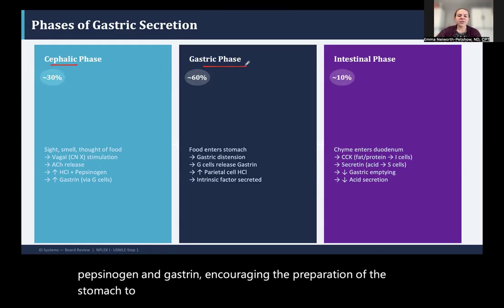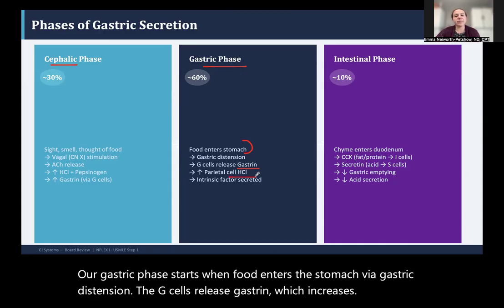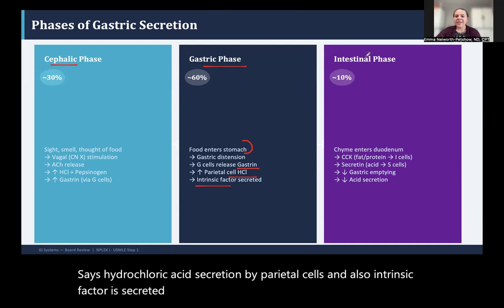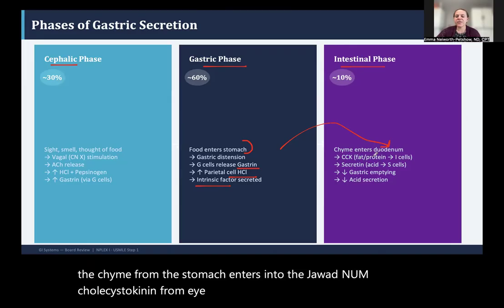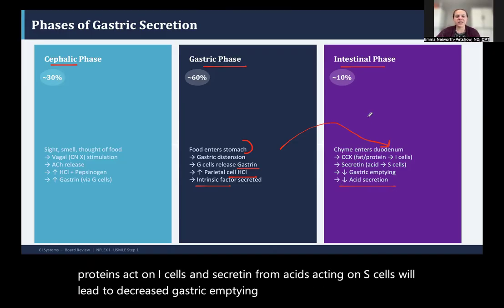Our gastric phase starts when food enters the stomach via gastric distension. The G cells release gastrin, which increases hydrochloric acid secretion by parietal cells, and intrinsic factor is secreted as well. And then the intestinal phase starts once the chyme from the stomach enters into the duodenum. Cholecystokinin from I cells due to fat and proteins, and secretin from S cells due to acid, will lead to decreased gastric emptying and decreased acid secretion, essentially shutting down these phases.